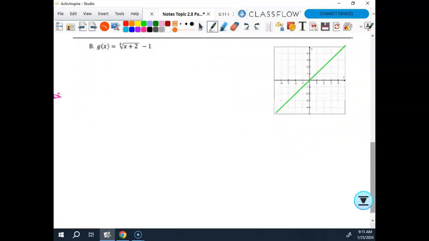So again, you can kind of ignore my green line for a minute. And let's start by plotting this. This is a cube root function, so we're going to start by doing -2, -1. Plot that point. Then you're also going to plot -3, -2, and -1, 0.